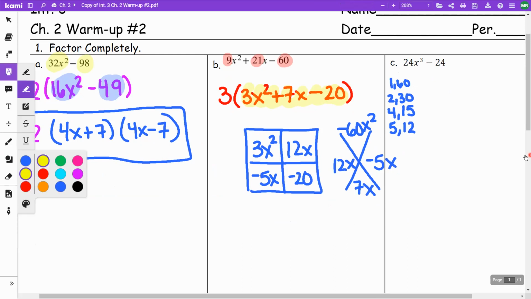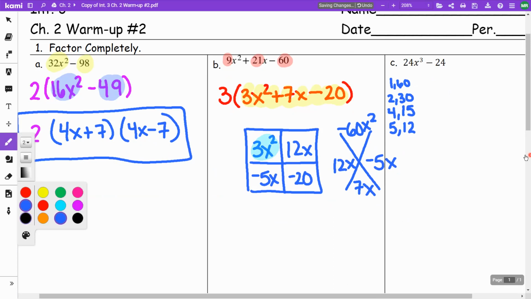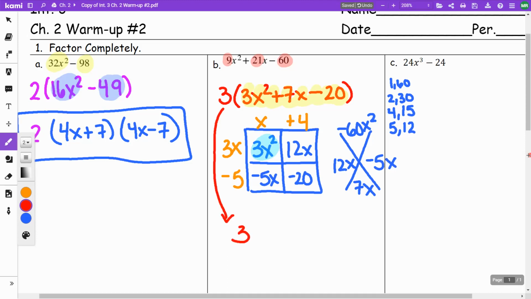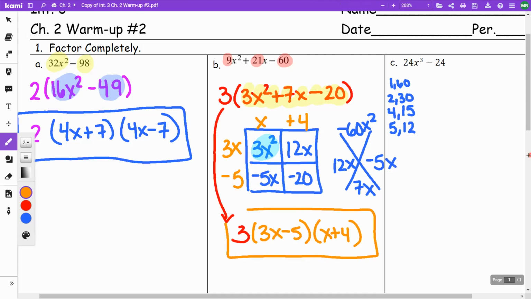And then I am going to try to figure out how I get that 3x squared. So the 3x squared is going to be a 3x and an x. 3x times 4 gets me the 12x. X times negative 5 gets me the negative 5x. We need to remember we had the 3 in front, and then we still have our 3x minus 5 and our x plus 4, and that is our answer.